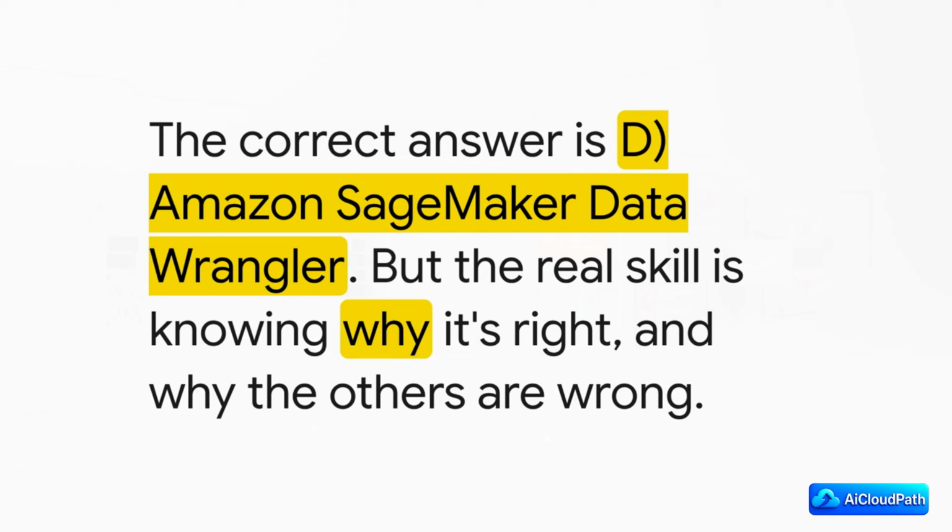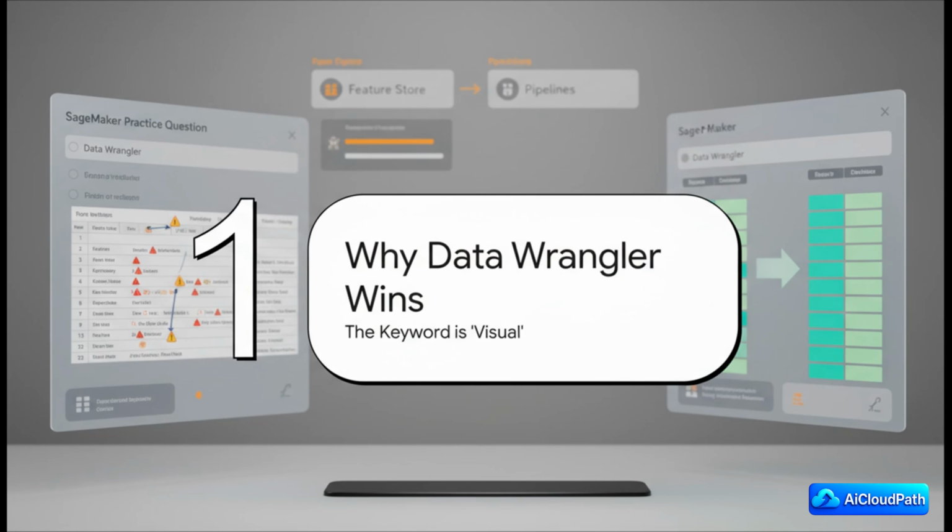And if you picked D, you absolutely nailed it. The answer is, of course, Amazon SageMaker Data Wrangler. But here's the thing, right? On the actual exam, just getting the answer isn't enough. Real confidence, the kind that gets you through the tough questions, comes from knowing exactly why it's the right choice, and maybe even more importantly, why the other options are totally wrong. So let's dig in.